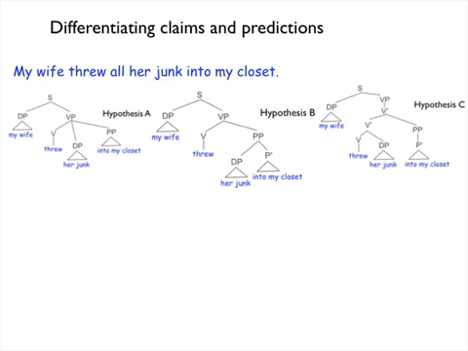We want to use our tests of what are constituents to see which hypothesis is right. So we go here: "What my wife threw into my closet was her junk." Does that provide us any evidence at all? So we use the pseudo-cleft construction. Does that provide us any evidence at all to decide between these hypotheses?